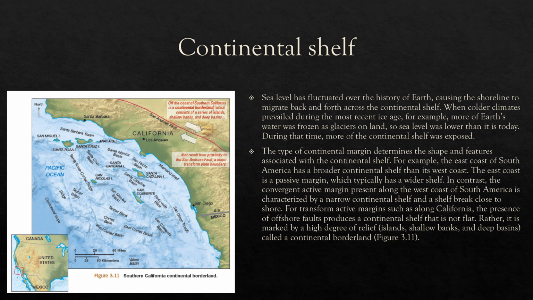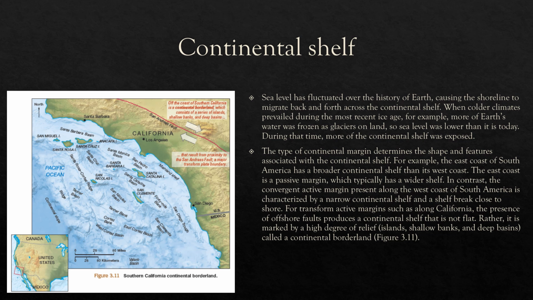So colder climates prevailed during most of the recent ice age. More of the Earth's water was frozen as glaciers on the land, so sea level was much lower than it is today. And during that time, more of the continental shelf was exposed.